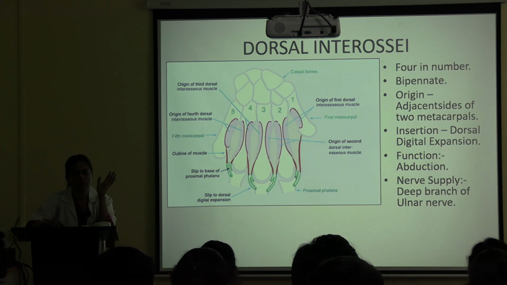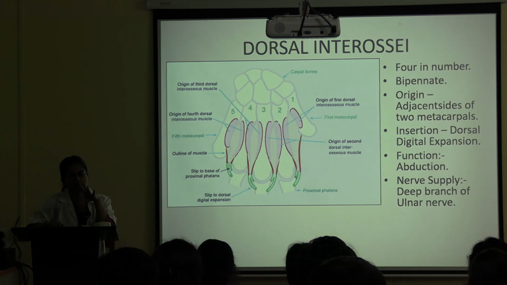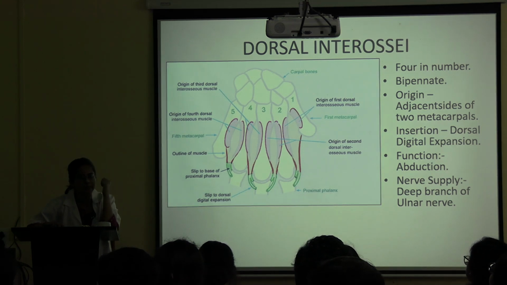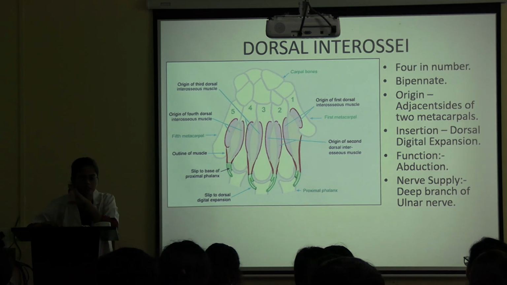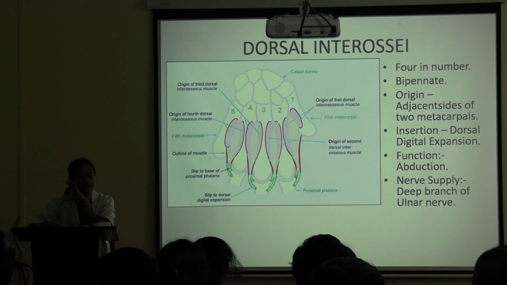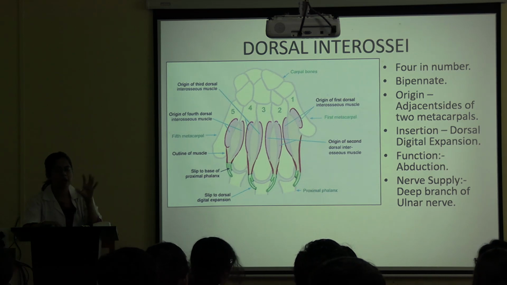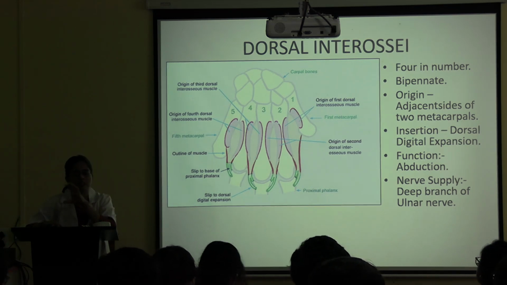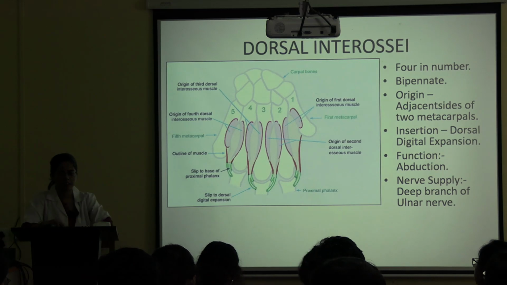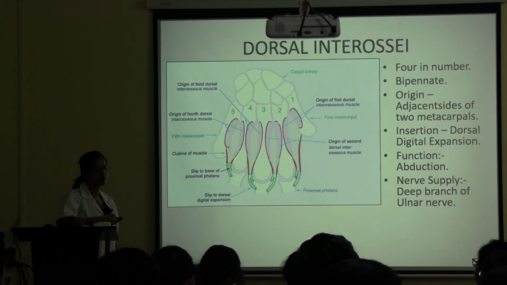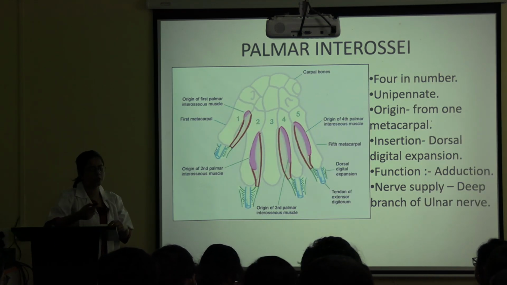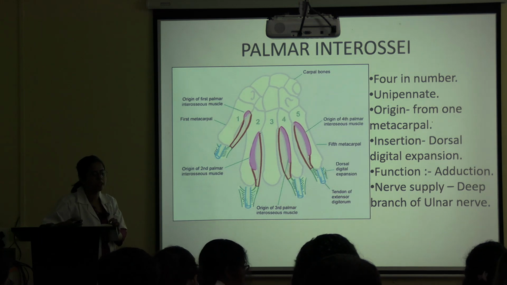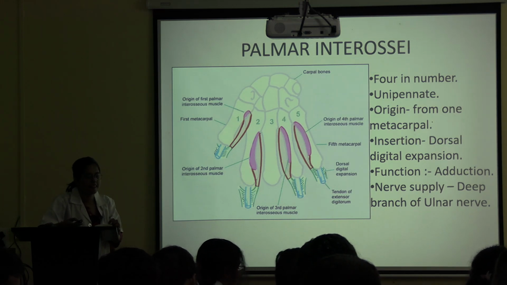So the palmar interosseous and dorsal interosseous muscles are both four in number. Nerve supply for both is the deep branch of the ulnar nerve. Palmar interosseous is unipennate, dorsal is bipennate. Palmar function is adduction, dorsal function is abduction. Clear? Yes, you have written the mnemonic. P-A-D means P for palmar, A-D for adduction.